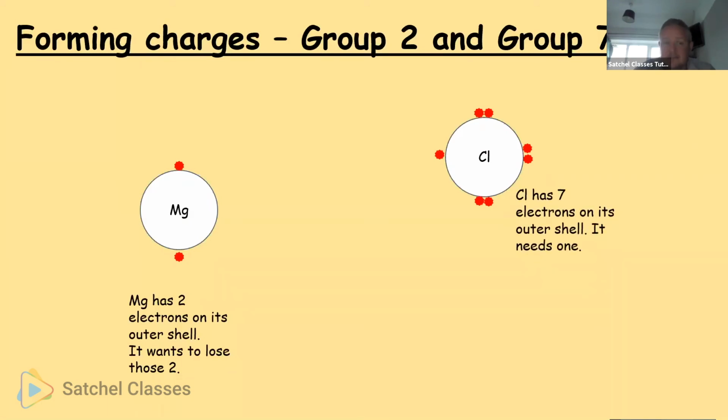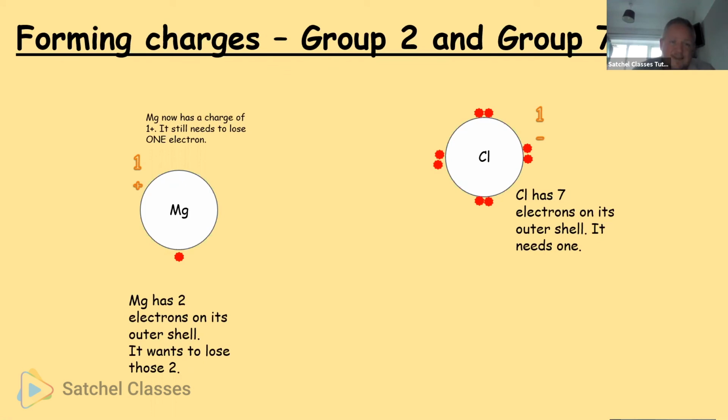Magnesium is our example of group 2. It has 2 electrons in its outer shell, needs to lose them. Chlorine has 7 electrons, and it only needs 1 to fill its outer shell. It will happily take 1 of those electrons from magnesium, but now it's full. That leaves our magnesium with a charge of +1, but it still has 1 electron left to get rid of on its outer shell. Chlorine's now quite happy with a full outer shell, but it has a charge of -1.